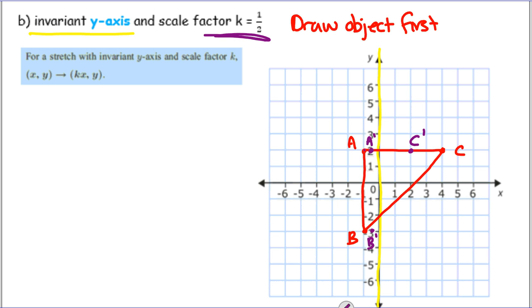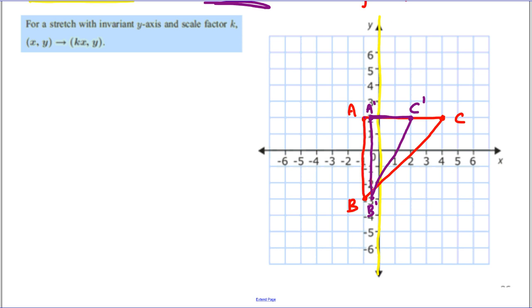And then we just connect all the points up. So let's connect. This one goes down to here, and then we connect down to here. And that's our image. If they wanted you to state the coordinates, then you would have to state the coordinates as well, but I didn't put that instruction, so I'm just going to move on.